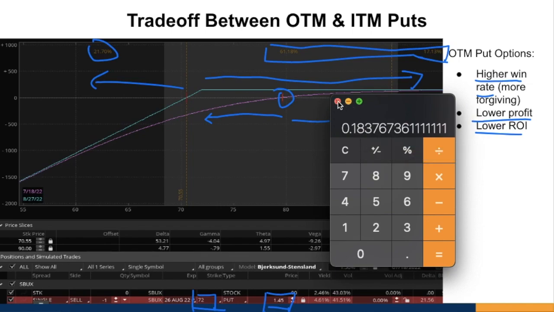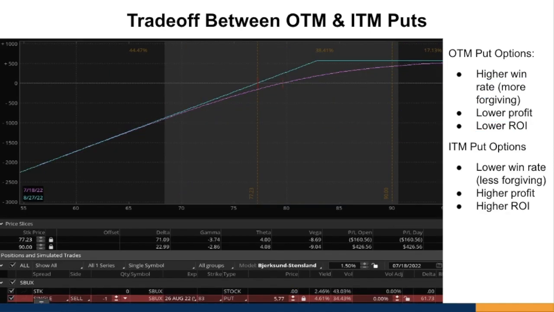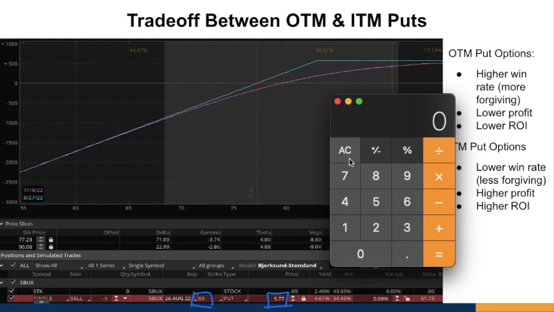But if you were to compare this with the in the money put option, let's just go to the in the money put option P&L graph here. We would see that we would have a higher premium received. Let's calculate the ROI very quickly. The ROI for this would be $5.77. We divide this by the strike price, 83, then divide by 40 as well, and then multiply by 365, and that would give us an ROI of 63.43%. So that is more than 3 times the profit you would make.